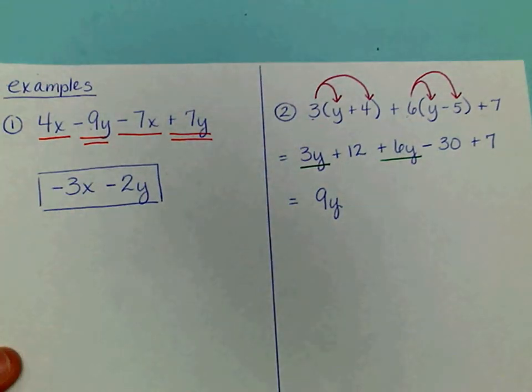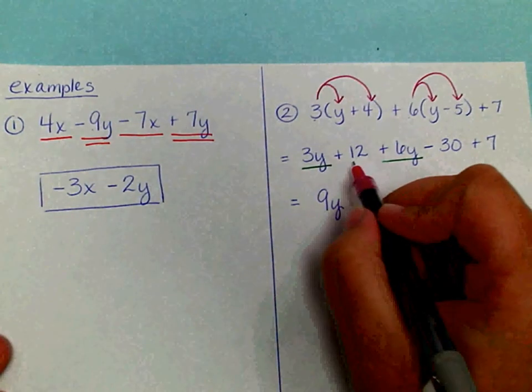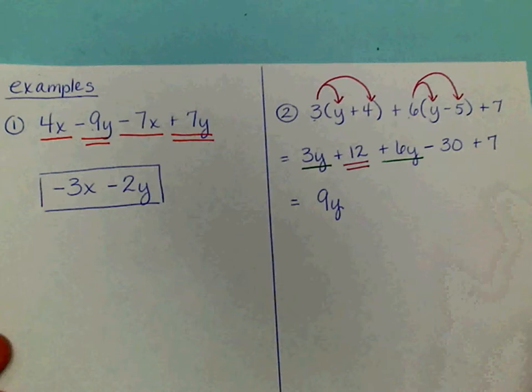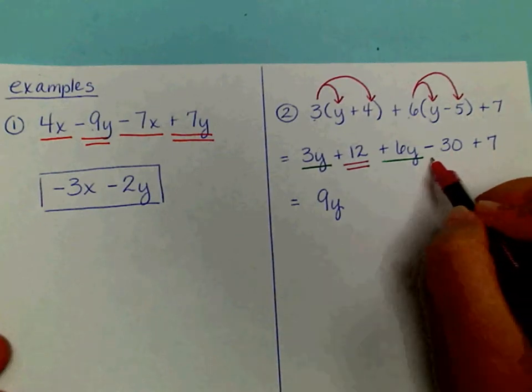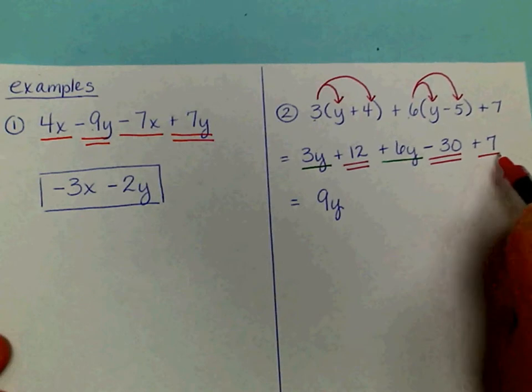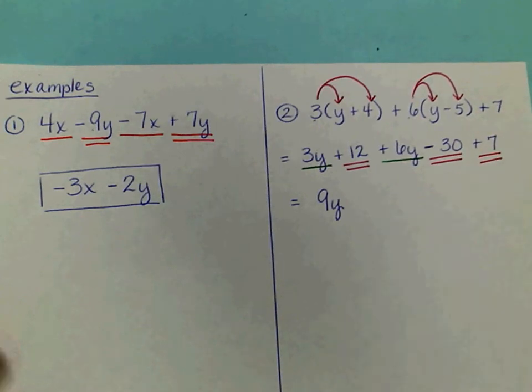So keep going. Notice now we have a positive 12, so it's a constant. It is just that number by itself. Down the line we have our negative 30, and we also have a plus 7. So we have 3 terms now that we have to combine together. So we've got our positive 12 minus 30 plus 7.